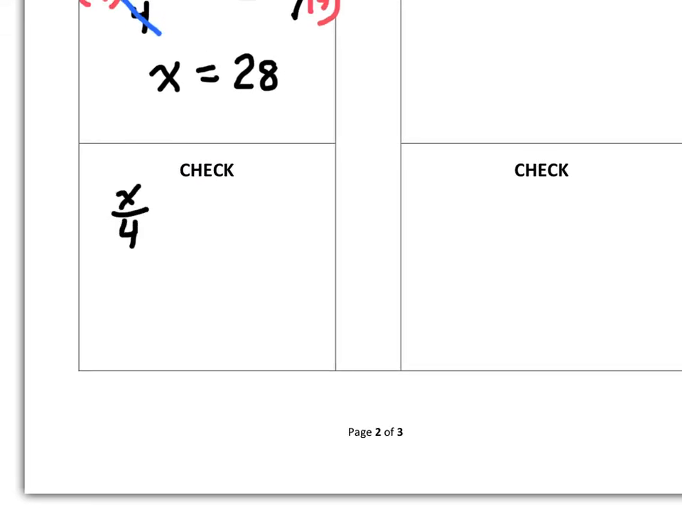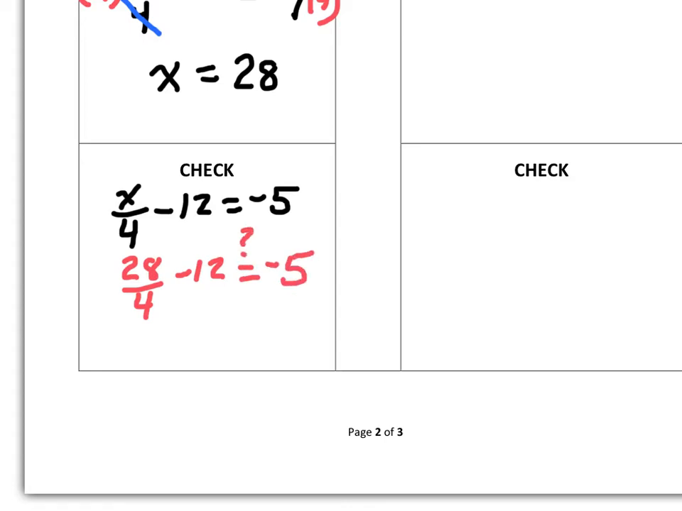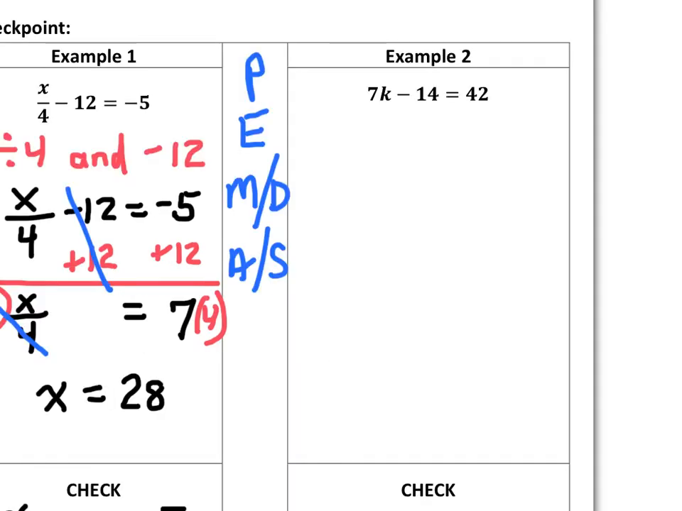So we're going to go back to the original equation, and we're going to substitute, and we hope to see true equality if our answer is correct. So substitute 28 in for x. Kind of asking ourselves a question, that's why I'm putting a question mark here. Order of operations says that we need to do division before subtraction. So we are going to divide 28 by 4, which is 7. And we hope to see that 7 minus 12 is negative 5, and it is negative 5, so that checks out. All right, let's look at the second example.